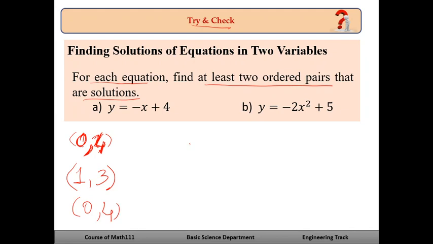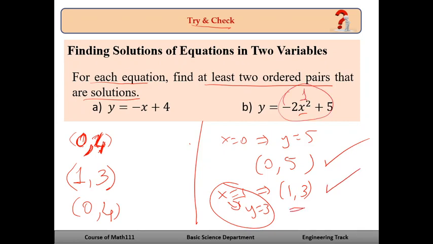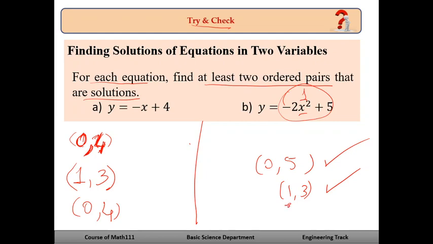Now let's do the same thing here. For example, take x equal to 0. So what do you get? y equal to 5. Okay, (0, 5) satisfies the equation. And putting x equal to 1, you get y equal to 3, so (1, 3). So the idea is you can use one of the components to get the other one.